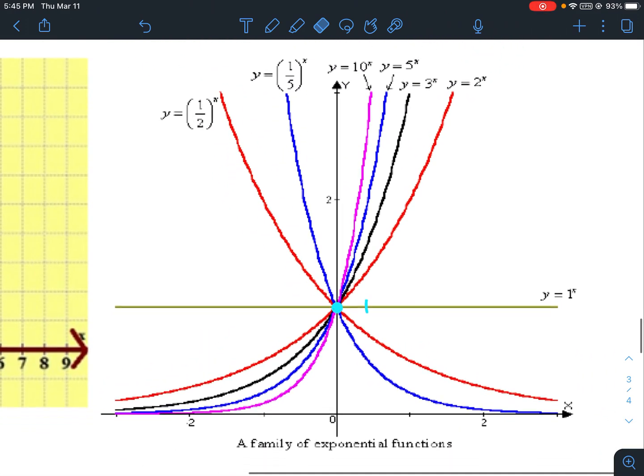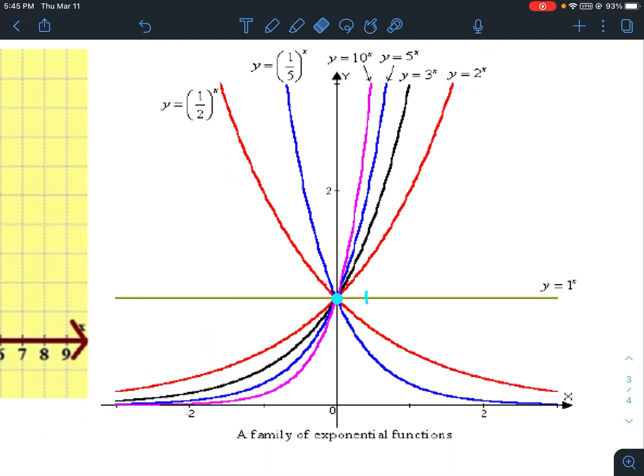Why is that? Well, that's because the x would be 0. And except for 0, anything else raised to the 0 power is 1. 1 to the 0 power is 1. 5 to the 0 power is 1. 3,000 raised to the 0 power is 1. So if I had 3,000 to the x power, it would go through this point here in the middle at 0, 1.